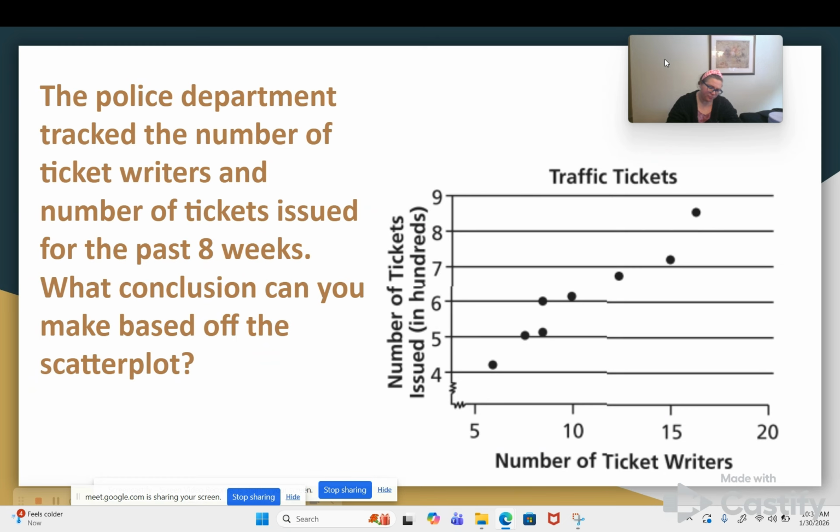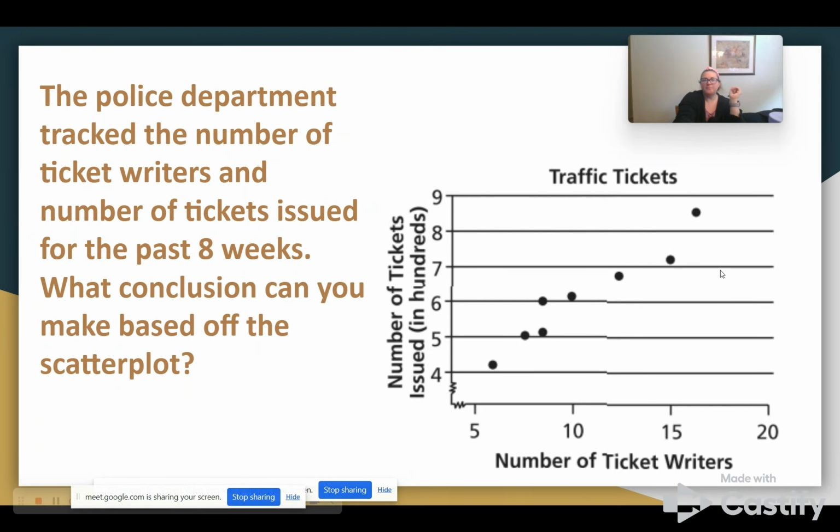Yeah, the more people writing tickets, the more tickets there's going to be. I feel like I would expect that.